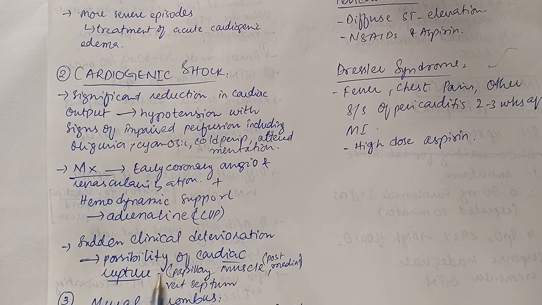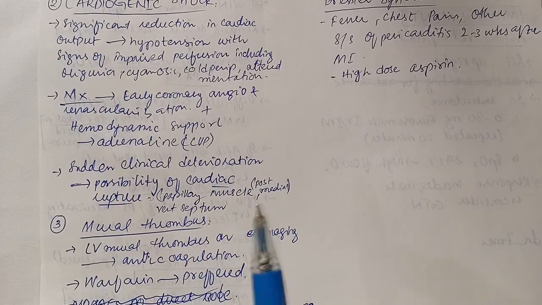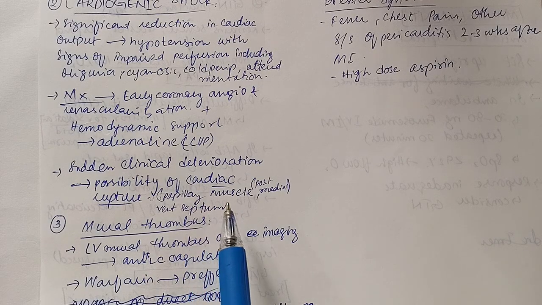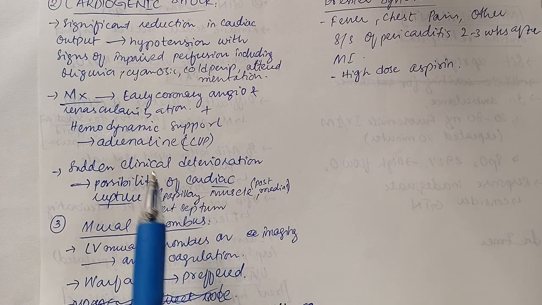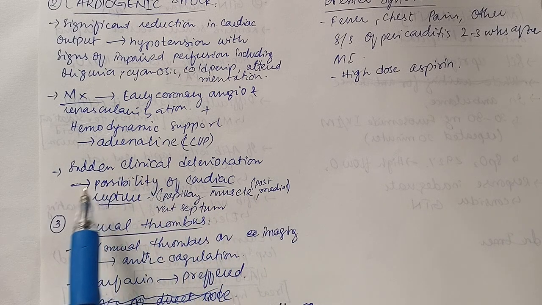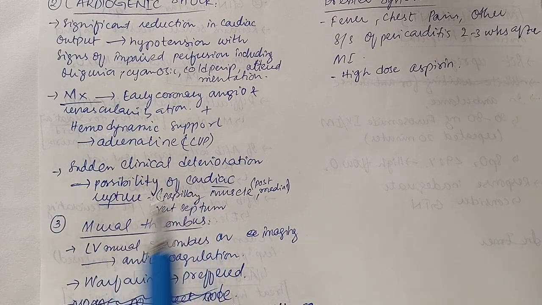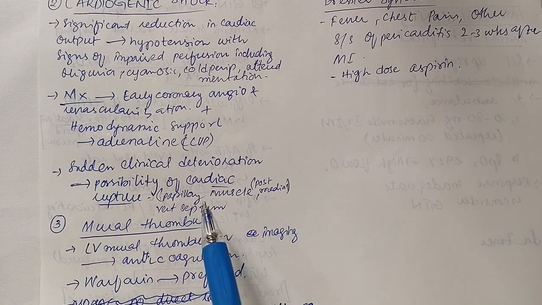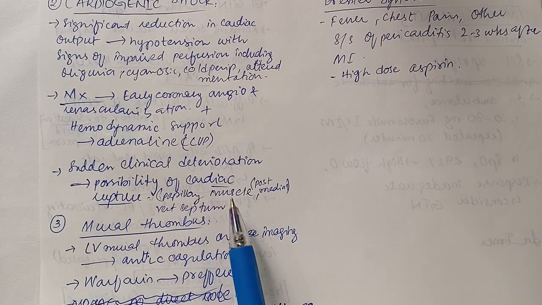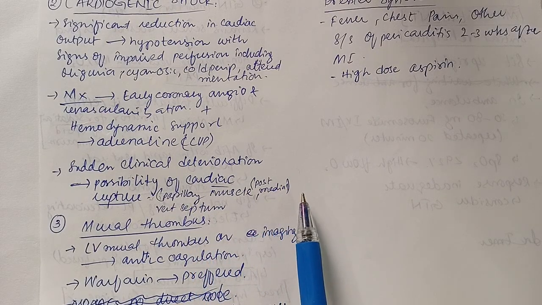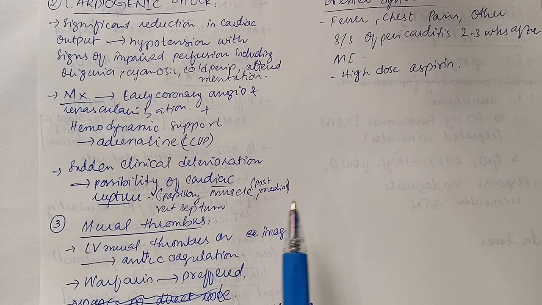If the patient has sudden clinical deterioration post-MI, there is the possibility of cardiac rupture. These can be papillary muscle rupture or especially ventricular free wall rupture. These cases present with sudden clinical deterioration, and these are very lethal complications, and the mortality rate is very high in such mechanical complications. The papillary muscle that is most likely to rupture is the posteromedial. The posteromedial papillary muscle is most commonly ruptured.